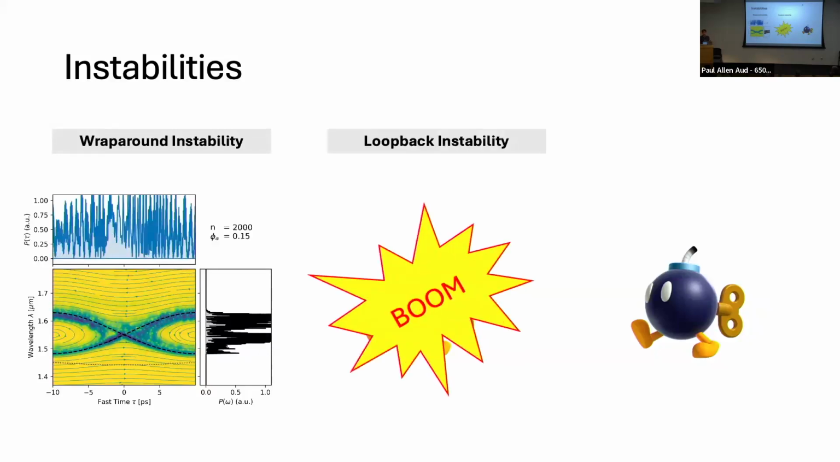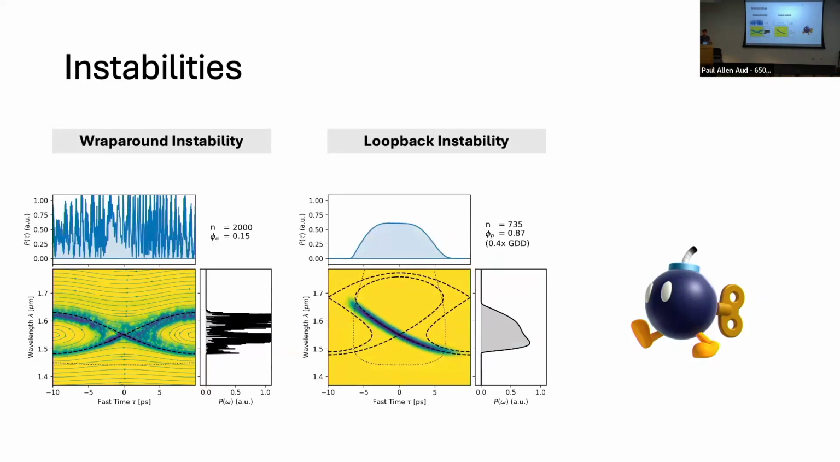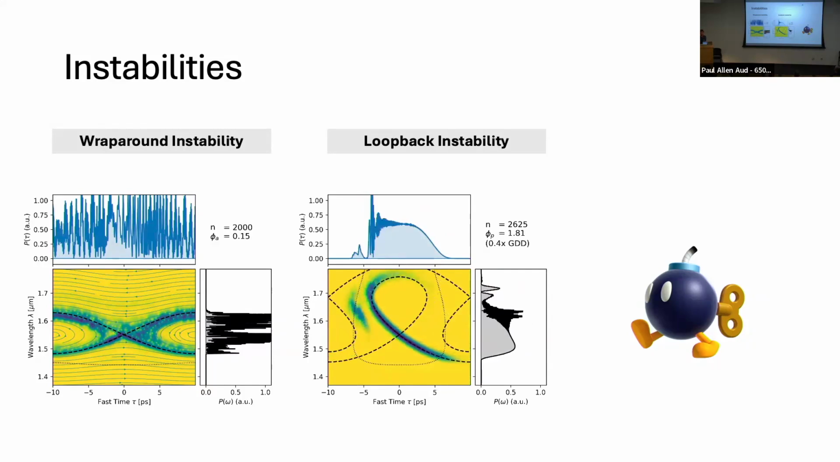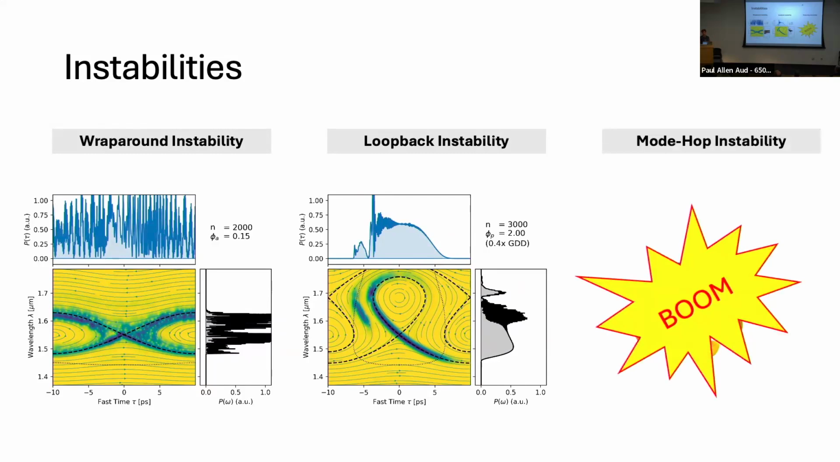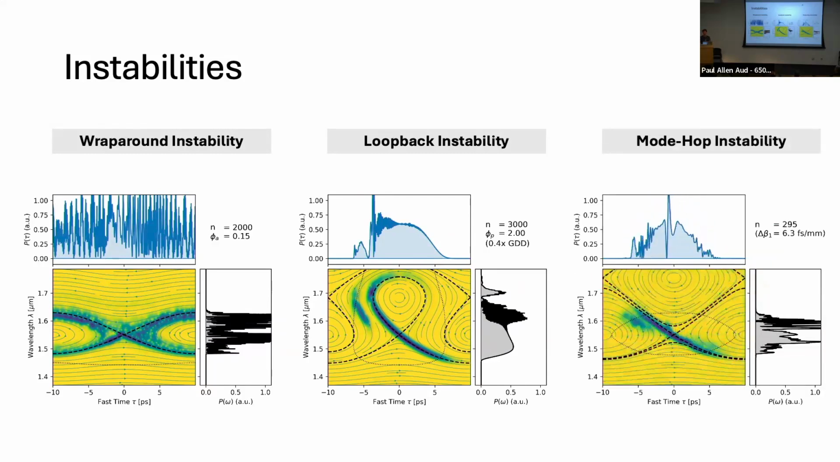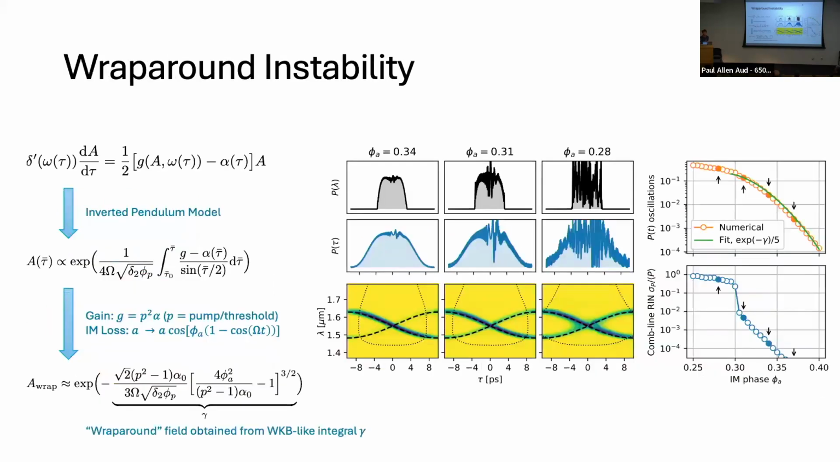Or if you get greedy and add too much dispersion compensation, you get something called loopback instability, where the separatrix loops back on itself due to this higher order dispersion, and the vacuum fluctuations build up to the left of the loopback. And also, if you try to make the comb broader than your gain bandwidth, you get what's called a mode hop instability, where the center of the pulse is stable, but the tails suffer from large fluctuations. And we have models to understand each one of these.